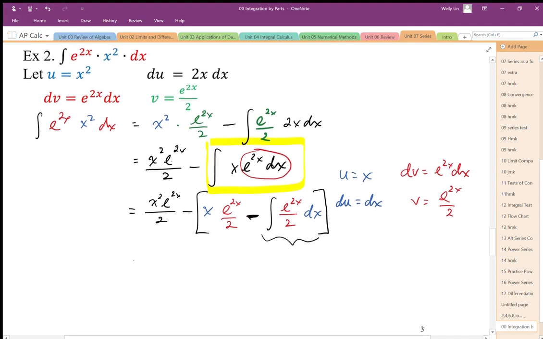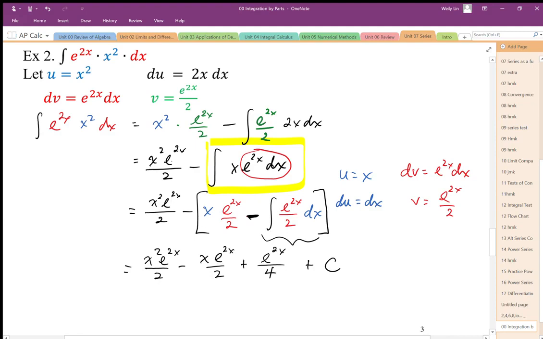So now I can resolve this integral. x squared e to the 2x over 2 minus x e to the 2x over 2. Okay, and I forgot to, no, those cancel out. So then I end up with plus, negative times negative is a plus. The integral of that is going to be e to the 2x over 2 divided by 2, so I'm going to get over 4, and then plus c.